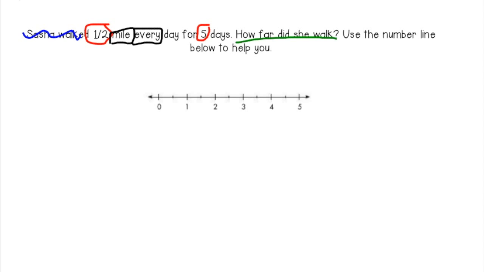So I want you to take a minute and figure out how you would go about solving this. You're being asked to figure out how far Sasha walked if she walked a 1/2 mile every day for 5 days. So just take a minute and see if you can figure out how you would solve this problem.